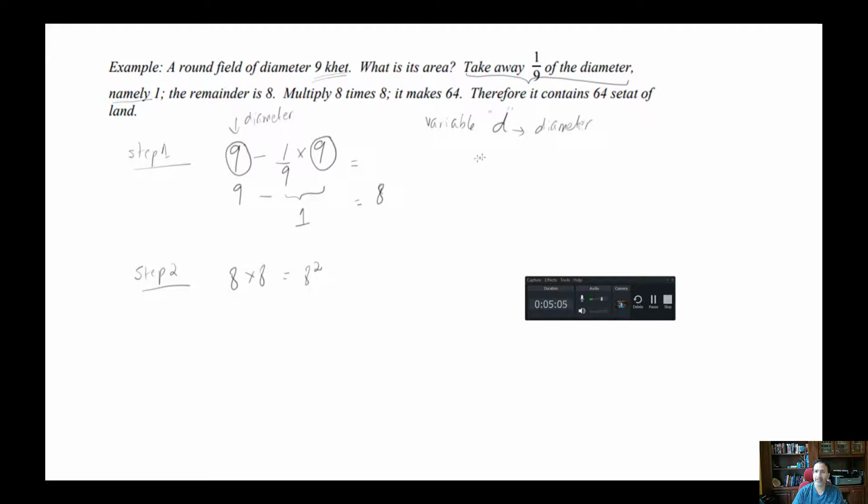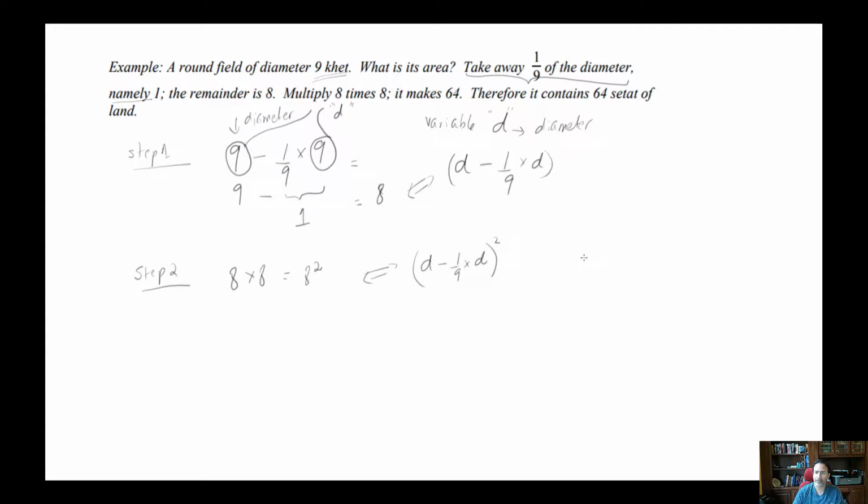If d is the diameter, then we can rewrite step 1 as d minus 1/9 of d. All we did was replace these two nines with the variable d. Step 2 then signifies that we square this number. Whatever that remainder was, in this case equivalent to the 8, we multiply it by itself. So we take d minus 1/9 of d, and then we take the whole thing and multiply it by itself, or just square it.